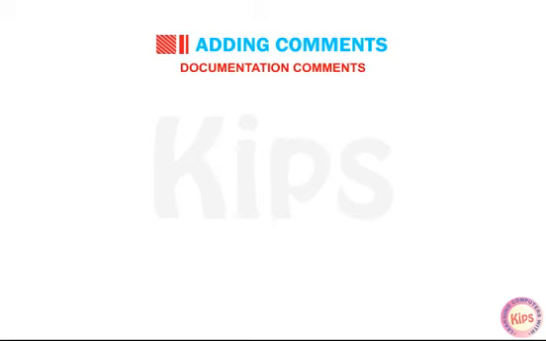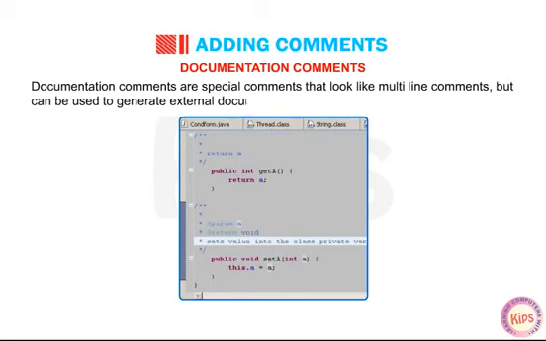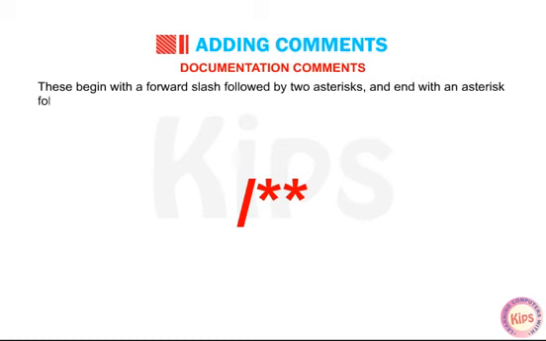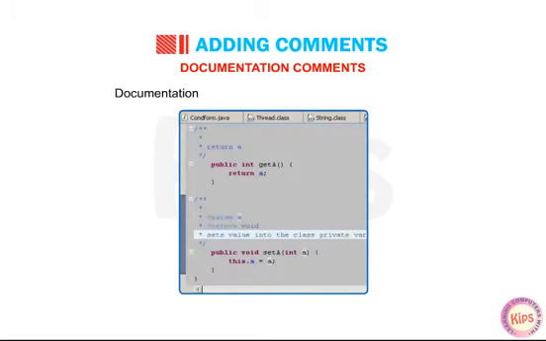Documentation comments. Documentation comments are special comments that look like multi-line comments but can be used to generate external documentation about the source code. These begin with a slash followed by 2 asterisks and end with an asterisk followed by a slash. // This is an example of a document comment. */ Documentation comment is also known as doc comment.